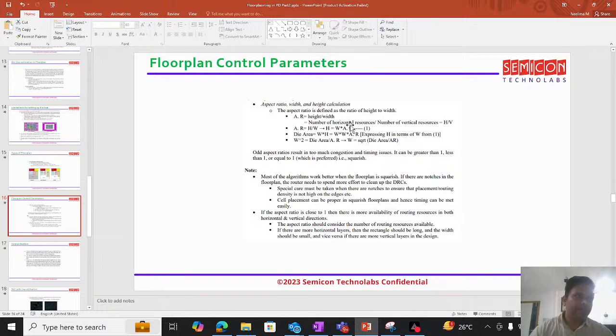Now, this depends upon your number of horizontal resources and the vertical resources. As soon as you have the block collaterals in hand, try to understand how many horizontal resources are there, how many vertical resources are there, and using these, how to come up with the appropriate aspect ratio which will dictate your die shape. So these are the control parameters, I would say, for the floor plan.